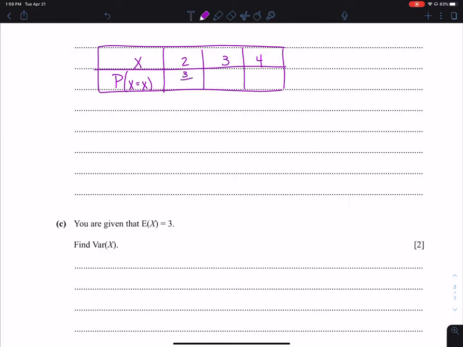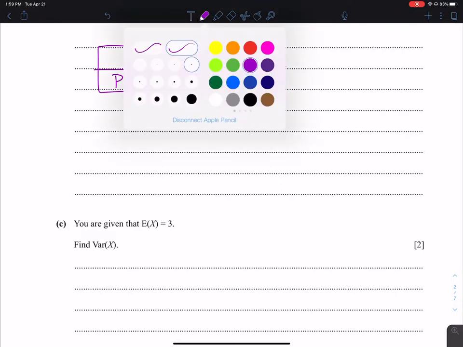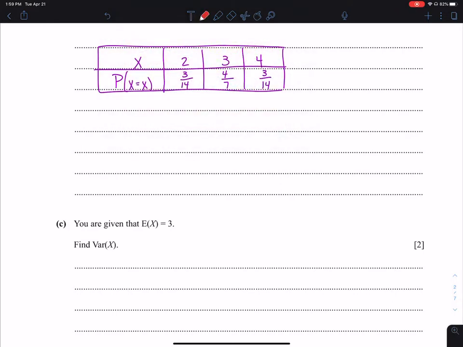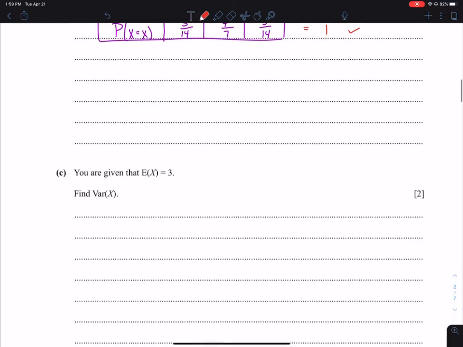You've already done the hard work, but you do have to create a table. If you do not create a table and you leave all those probabilities just as is, you will not get the points for the table. And last but not least, whenever you make a probability distribution table, just check to make sure that those probabilities add up to be 1, okay?